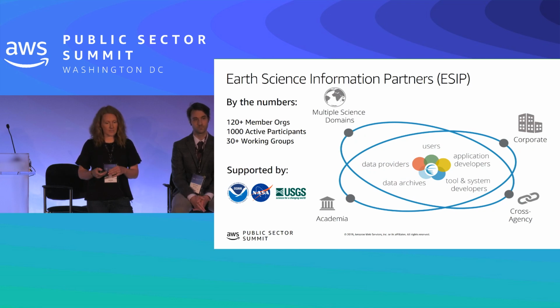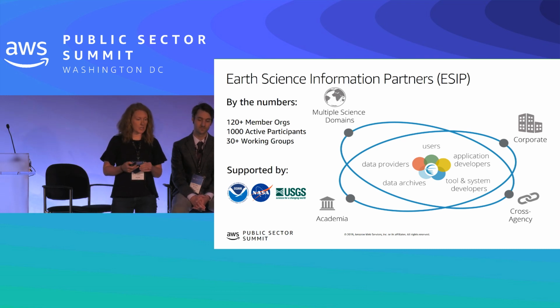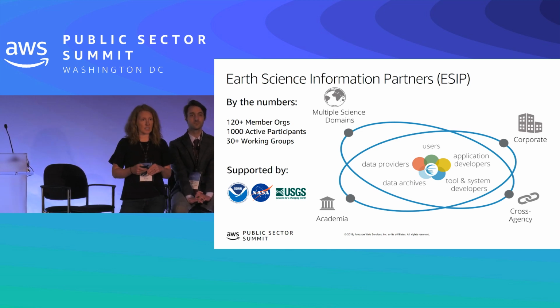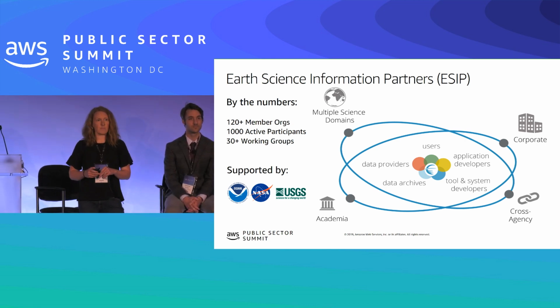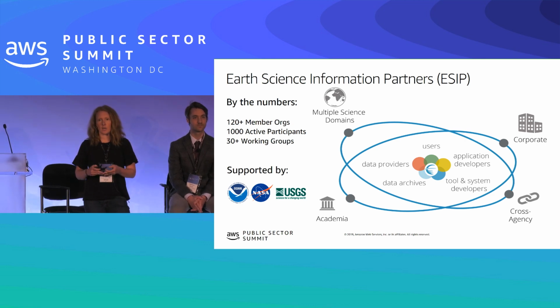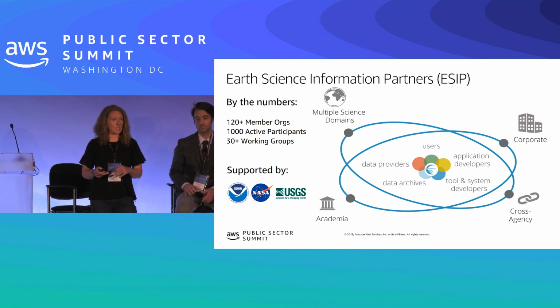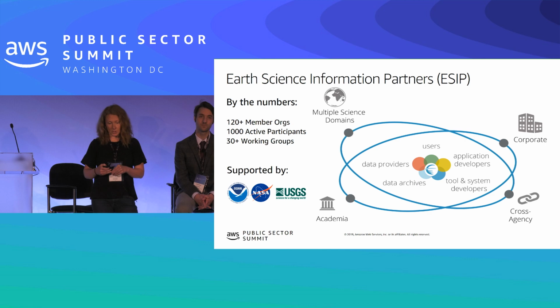So ESIP, the Earth Science Information Partners, we're a nonprofit organization. We're a member organization, and we have about 1,000 active participants. We're funded by NASA, NOAA, which is the National Oceanic and Atmospheric Administration, and the US Geological Survey. ESIP members are software engineers and scientists that are managing and stewarding a significant portion of publicly collected Earth science data and information. ESIP members come together virtually and in person to share recommended practices around data stewardship.